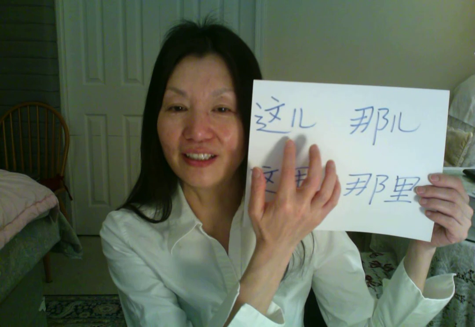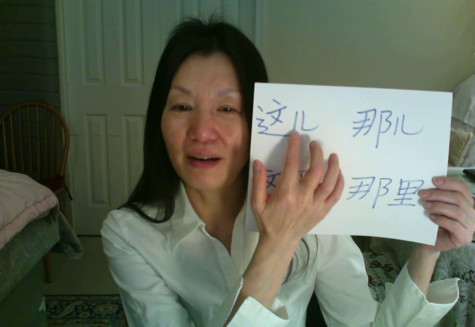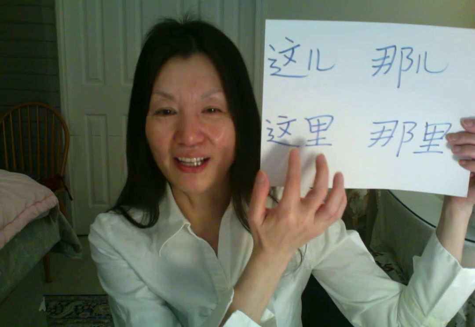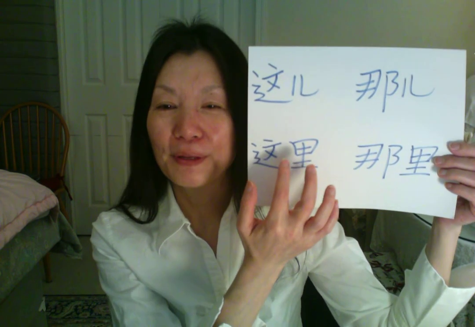Careful, they use the 儿 here. Use the 儿, that means here. If you don't have 儿, only this character, 这 means this. If you have the 儿, it means here. 这儿, here. How to pronounce? 这儿 is more common. 这儿 or you can say 这里, both mean here. I like to pronounce 这儿, or 这里, both mean here.